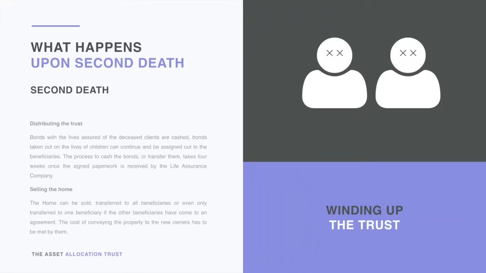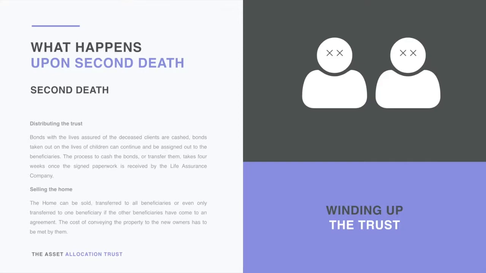On second death, bonds with the lives assured of the deceased clients are cashed. Bonds taken out on lives of children can continue and be assigned out to the beneficiaries. The process to cash in the bonds or transfer them takes 4 weeks once the signed paperwork is received by the life insurance company.